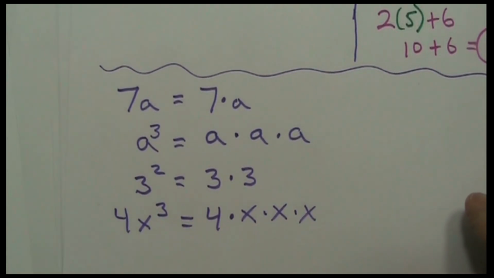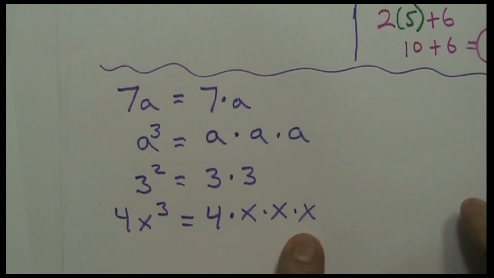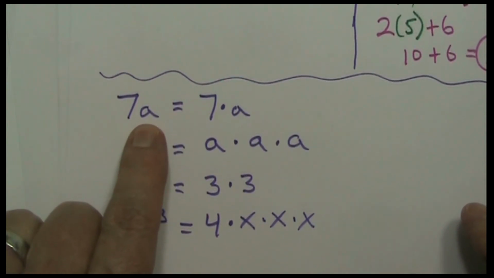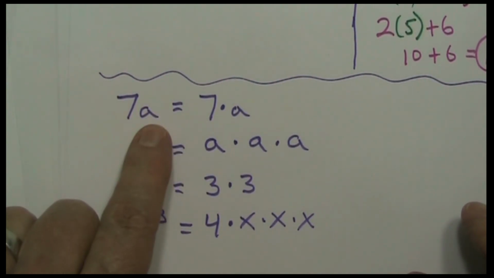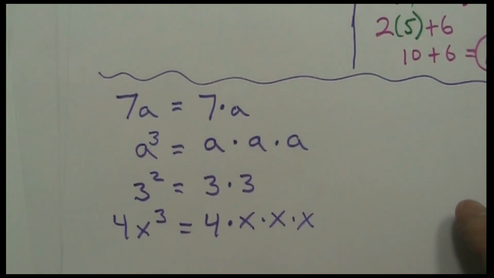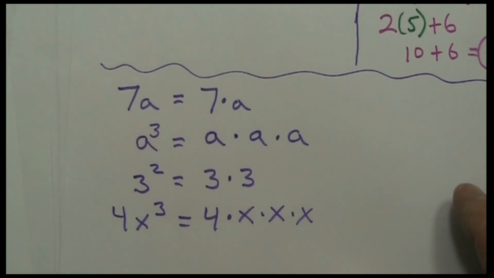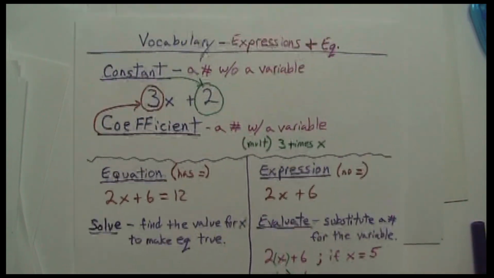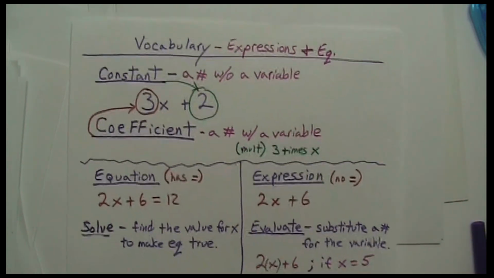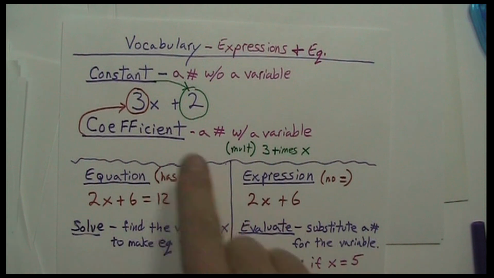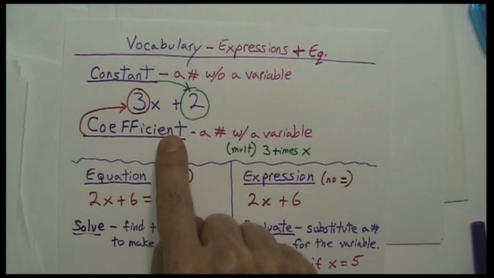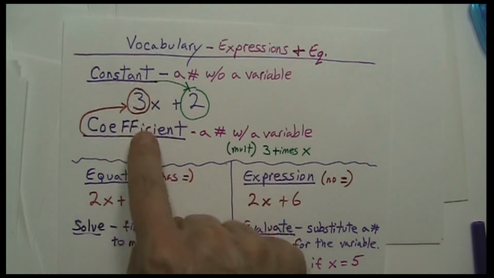All right, so this, you may have already known this, but just to refresh your memory on it. So when it comes time to plug a number in here, if the number's 2, it's not 72, it's 7 times 2. Okay, so hopefully this will help you as we go along through expressions and equations. And I put these two at the very top because you'll be referring to these a lot. Constant and coefficient.